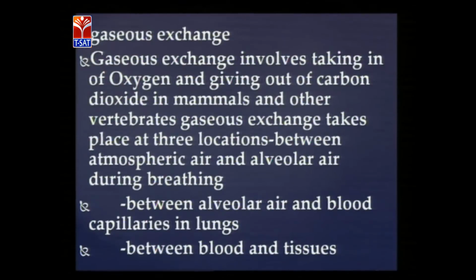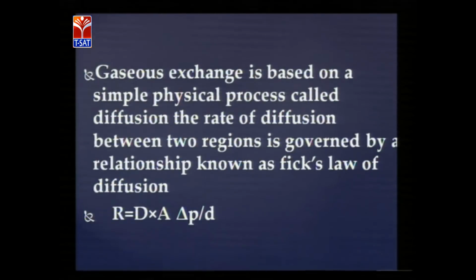Gaseous exchange involves taking in oxygen and giving out carbon dioxide, as we have discussed. This happens at three locations: between atmospheric air and alveolar air during breathing, between alveolar air and blood capillaries in the lungs, and between blood and the tissues. This was stated by Fick's law of diffusion.